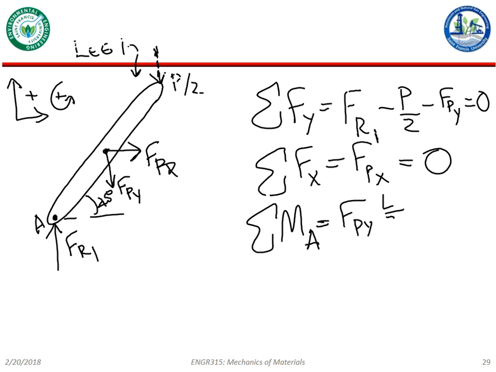Okay, so length over 2. But does all of FPY create a moment around A? Does the full magnitude? Okay. So imagine there's a leg. I'm pulling down like this versus like this. Which direction of pull creates a greater moment around the pivot here? The second one, right? Why? No, it's pulling on the same place.